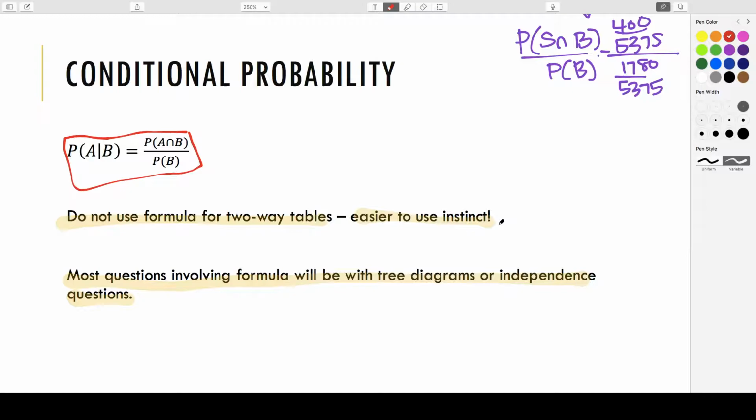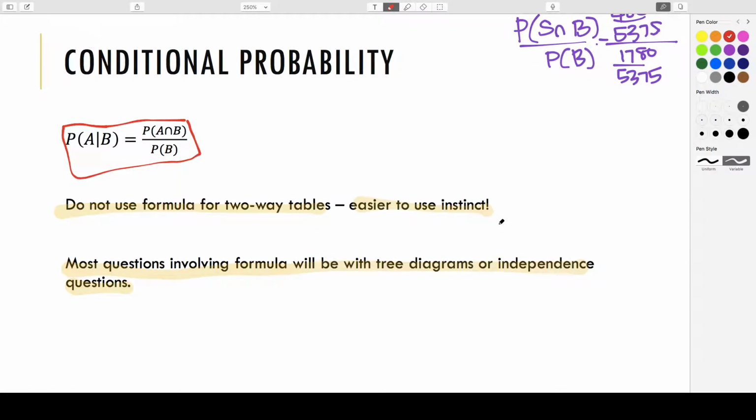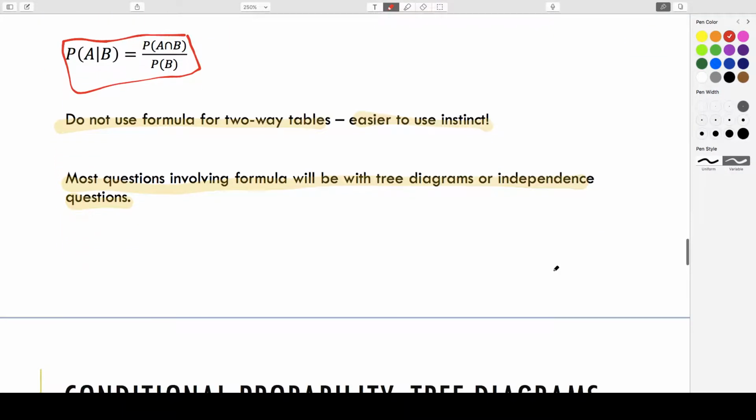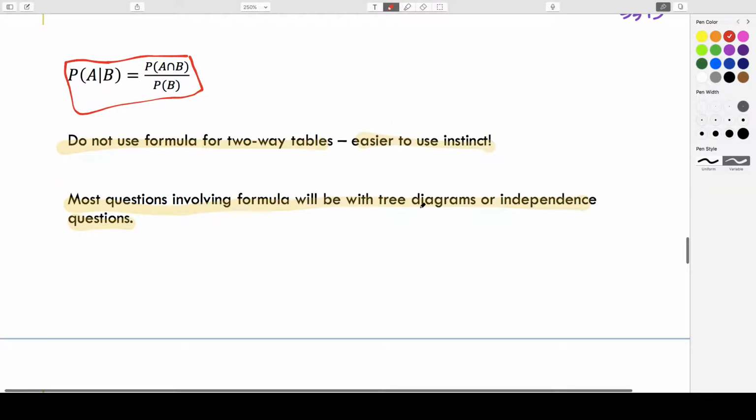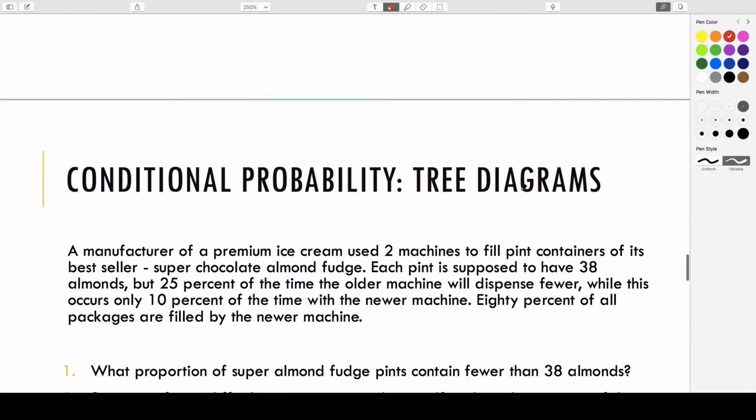So when do you use it? Two for sure places: tree diagrams or questions about independence. We talked about independence not long ago. That's where I've seen it the most. There may be other times, but most questions have tree diagrams, conditional problems, and independence. So speaking of, let's do it.